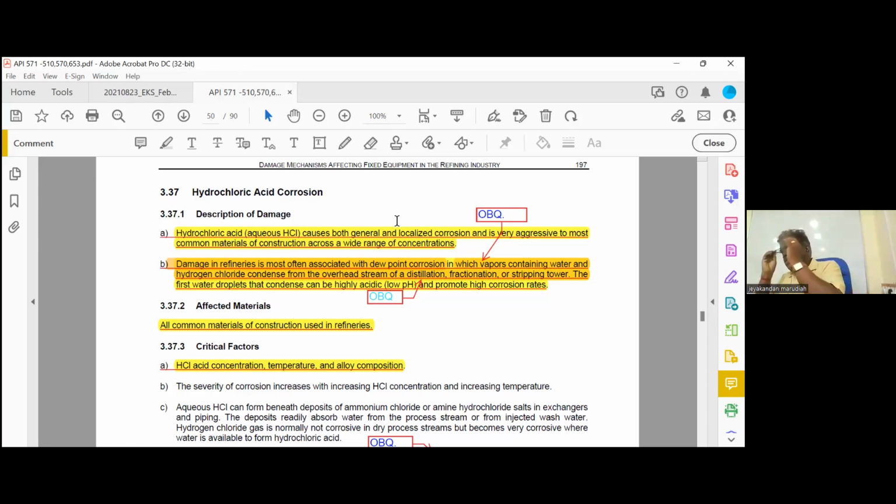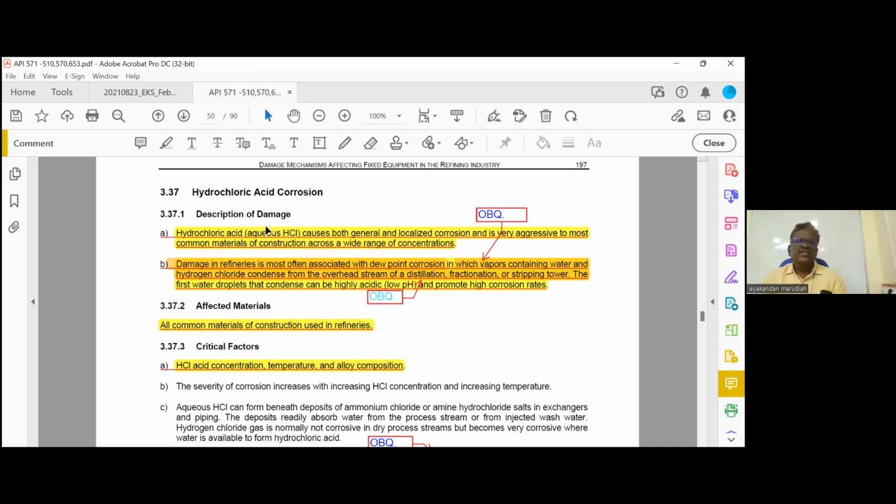Now, hydrochloric acid will affect all materials. But which materials are resistant? Nickel-based alloys and titanium are the resistant materials. Now, how do we avoid hydrochloric acid corrosion? Wherever it is necessary, we have to add caustic. We have to neutralize. These are some of the key points.